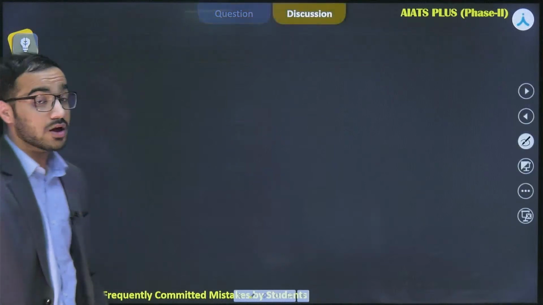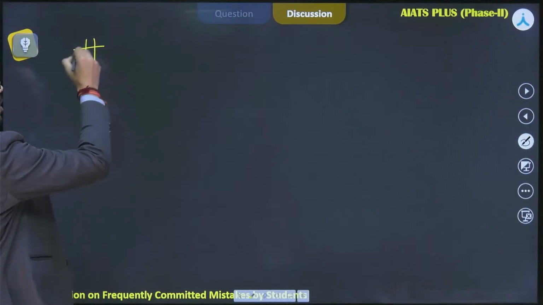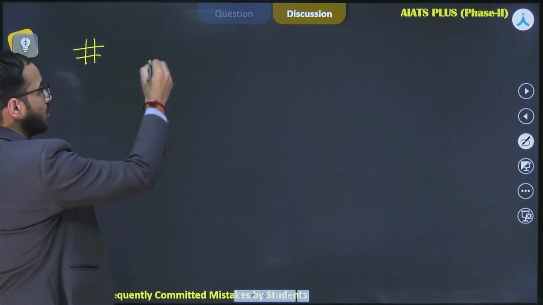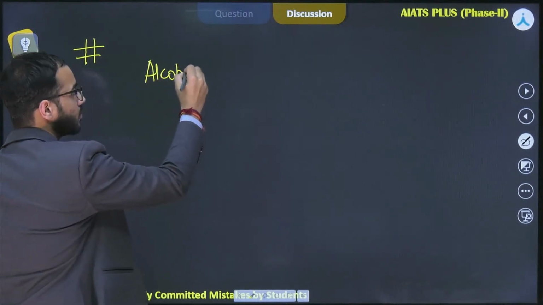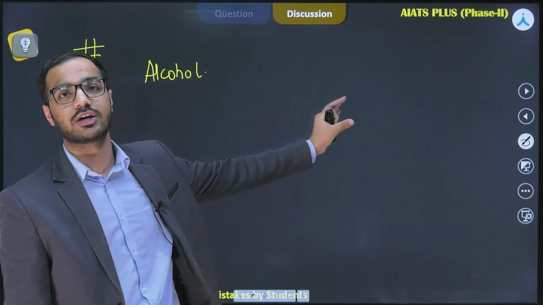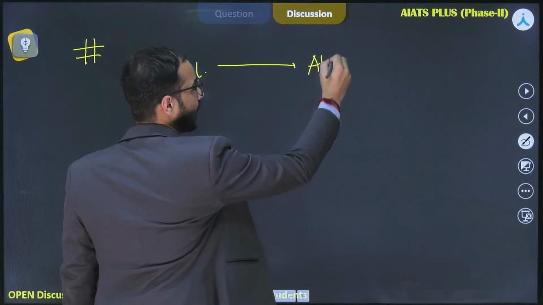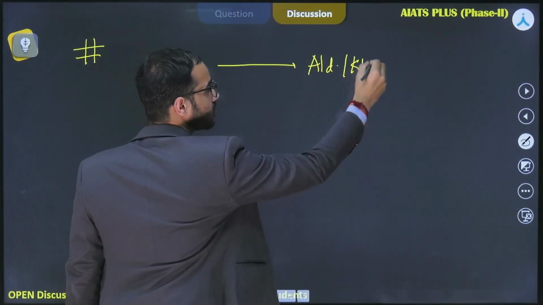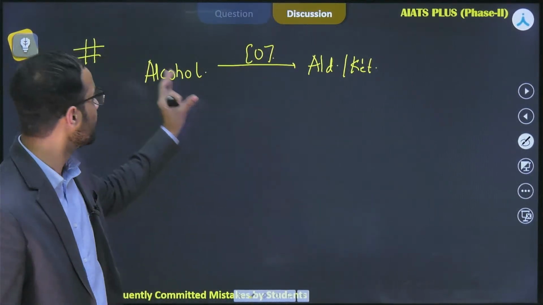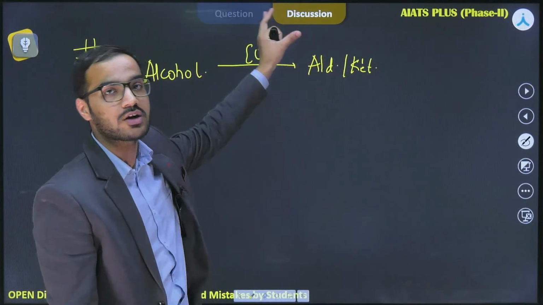In this discussion, the first and foremost point is that we should know how the reaction proceeds. Let us say you have an alcohol. When you have to convert the alcohol to aldehyde or ketones, it means you are doing oxidation. So please be clear: when you convert alcohol to aldehyde or ketones, you are oxidizing it.